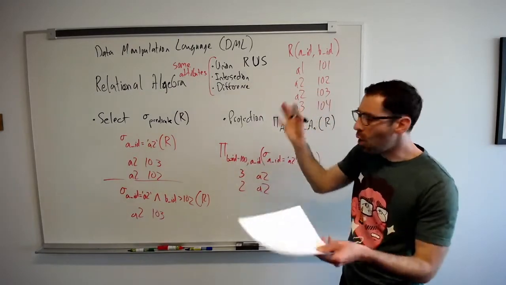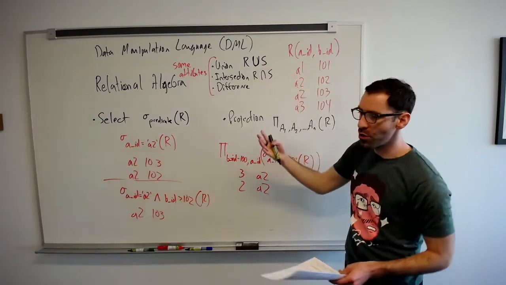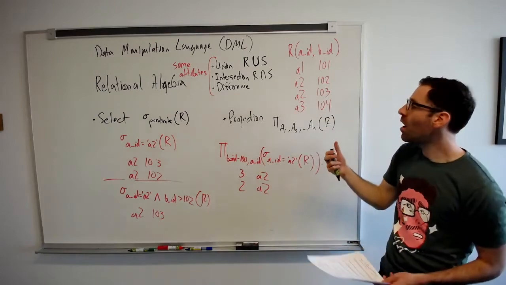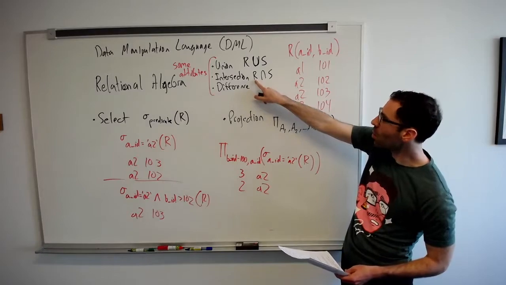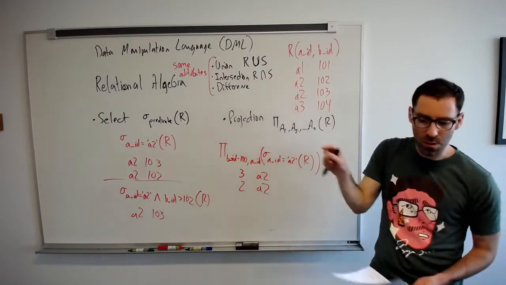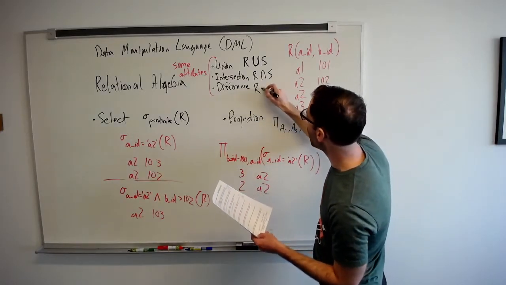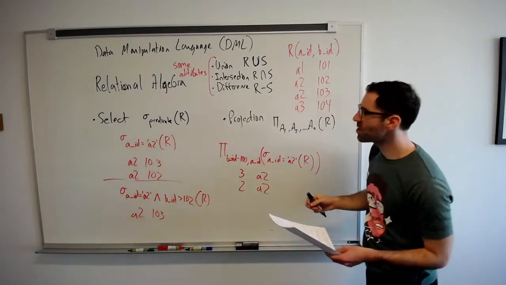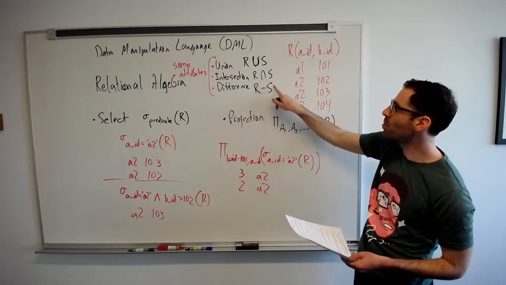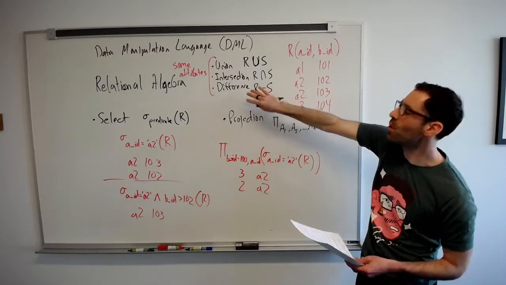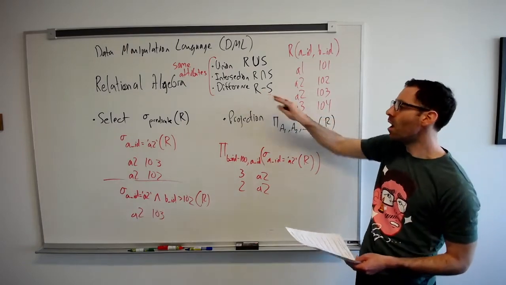So union, all the tuples from both. Intersection, all the tuples which are present in both. So this would be the tuples that are in R and S, those with the same values in both. And difference, if we said R difference S, it's all the tuples in R that are not in S. Whatever tuples are in R and also in S are subtracted out, and we're left with whatever tuples are in R but are not in S.